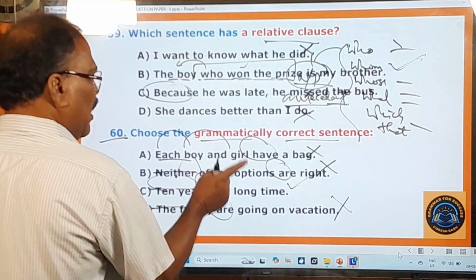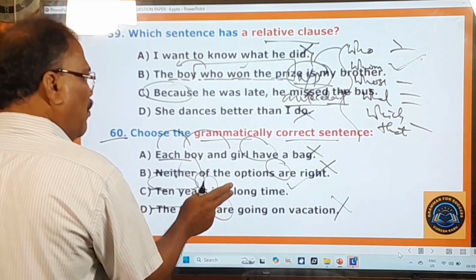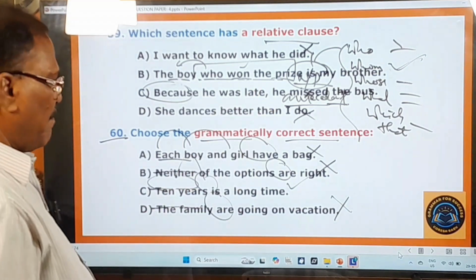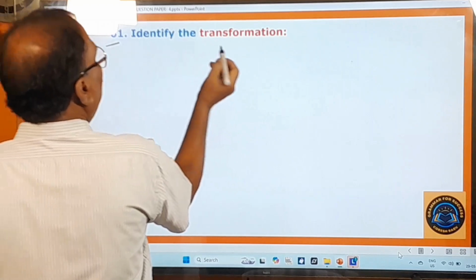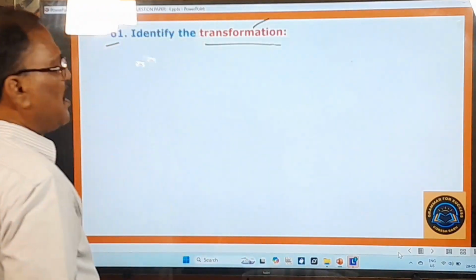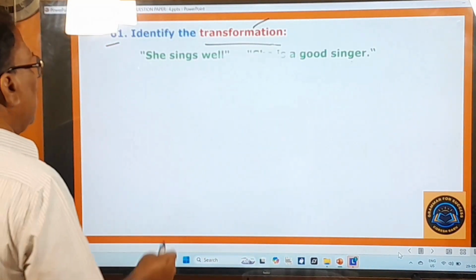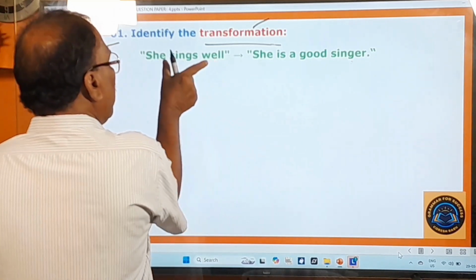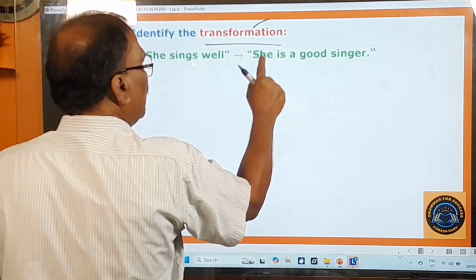And therefore this is the only correct sentence. Okay, and now you move on to other questions. 61st question. Identify the transformation. Transformation means change. So what is that? She sings well. From this sentence is formed: She is a good singer.